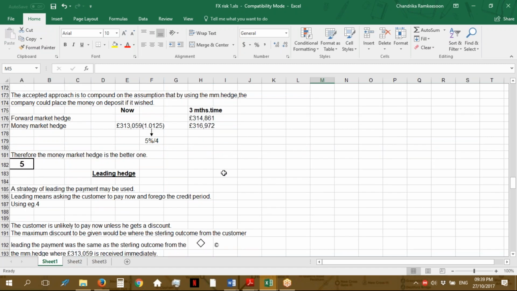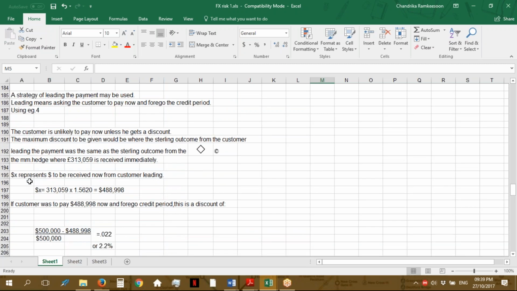But whenever you are working out a maximum discount, remember that you are offering the customer the option to pay you today at a lower price, which means any figure that you use to work out that discount must be a today figure. That is why we are not using 316, we are using 313. So this is how we work out the discount.